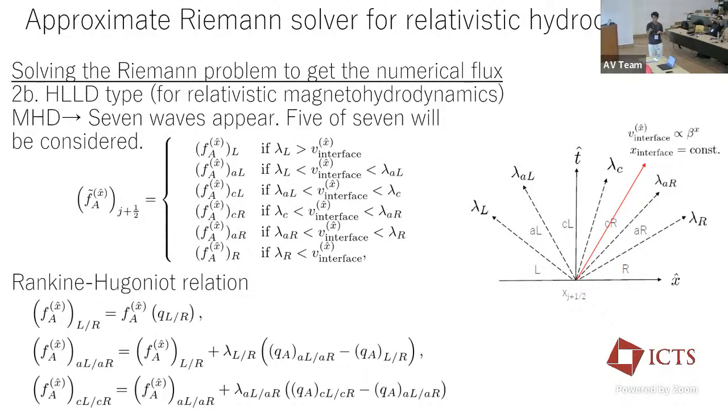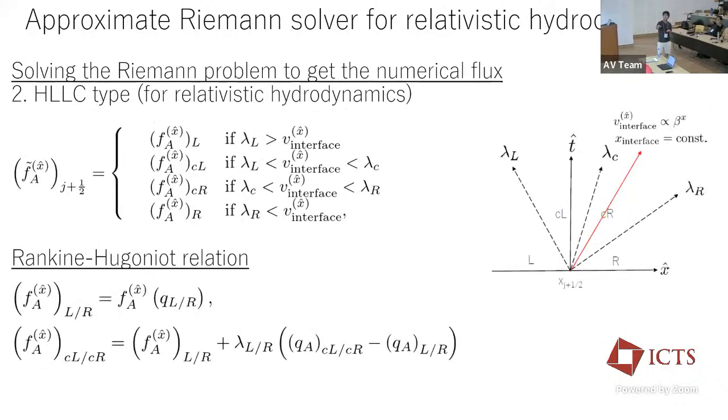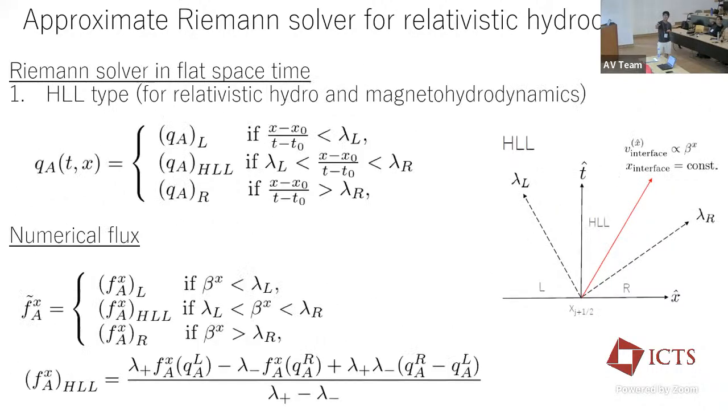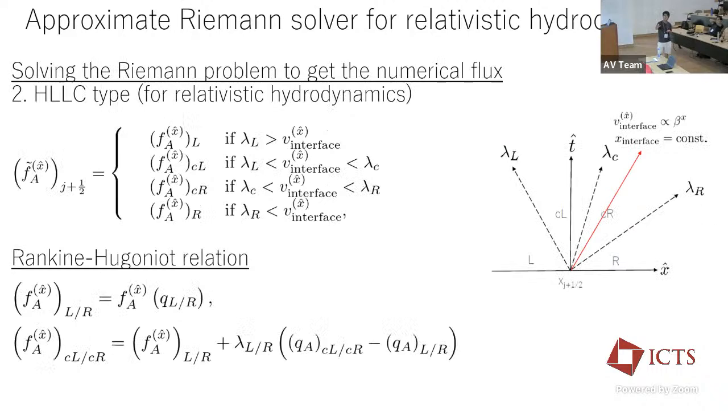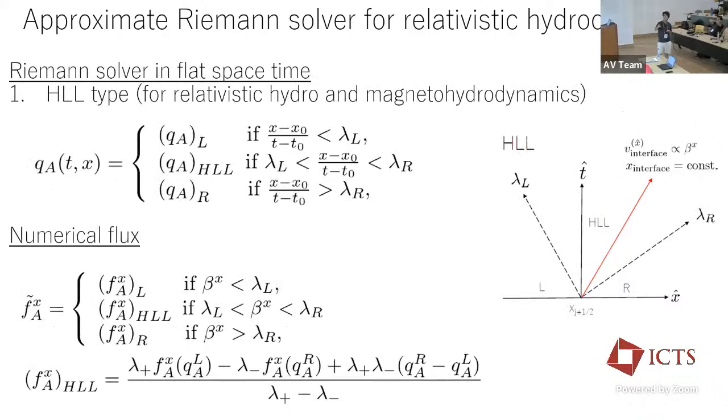But the HL scheme or HLLE scheme, which is standard in our community, completely ignores the internal structure inside the Riemann fan, even for magnetohydrodynamics, which means that you may lose some important information and you get a super diffusive result.